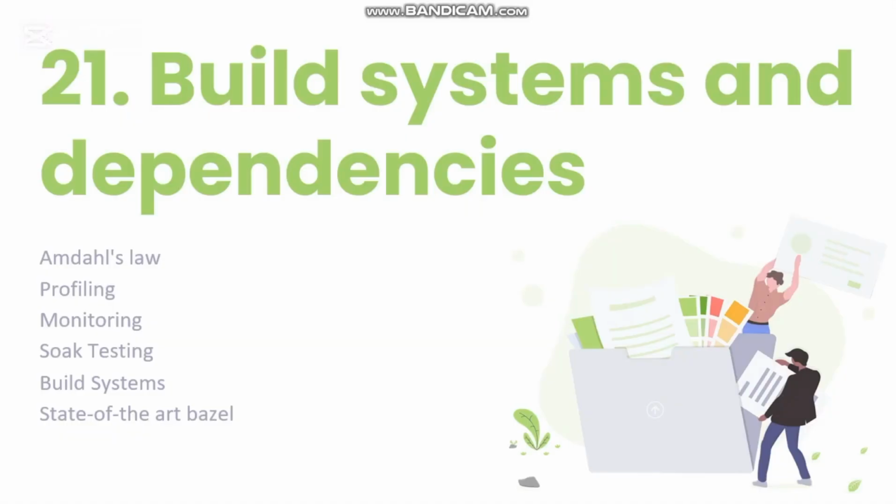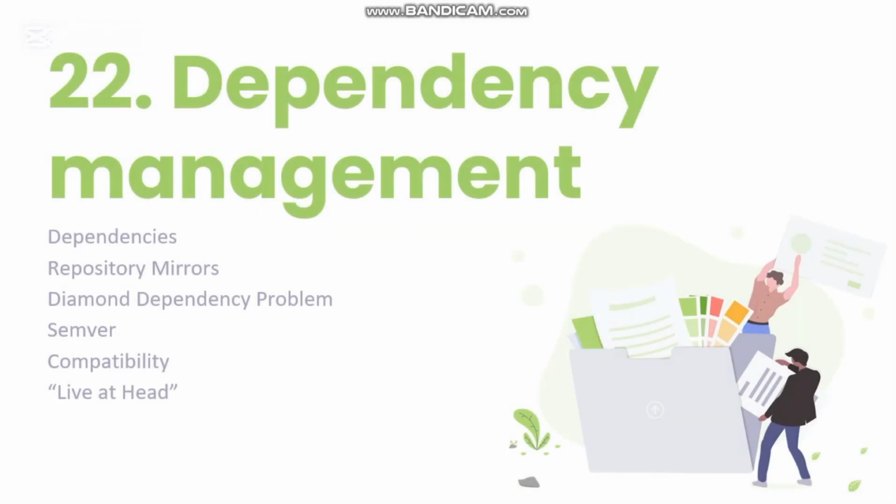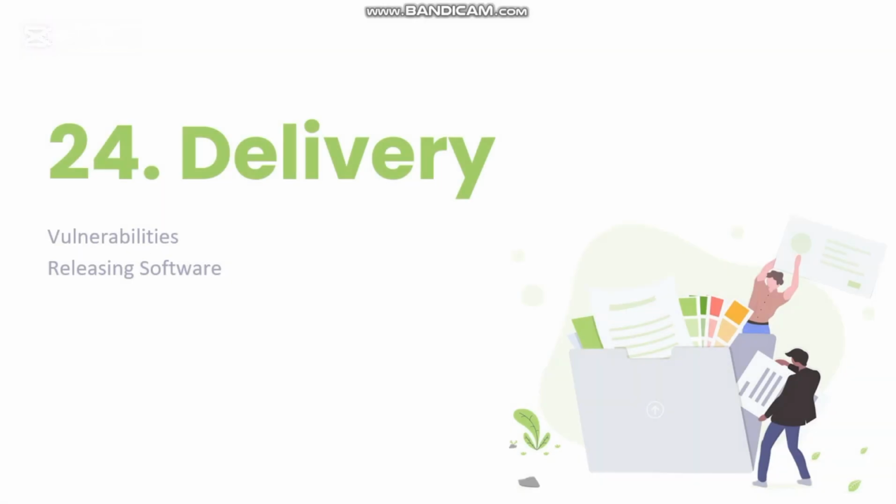In the 21st lecture, we will see build systems and dependencies, which include Amdahl's law, profiling, monitoring, soak testing, build systems, and state-of-the-art Bazel. Then in the next lecture, dependency management: dependencies, repository mirrors, dependency problem, SemVer, which is semantic versioning, and then we have compatibility, and then we have live at head. Then we have delivery in the 24th lecture, and here we see vulnerabilities and releasing of the software.